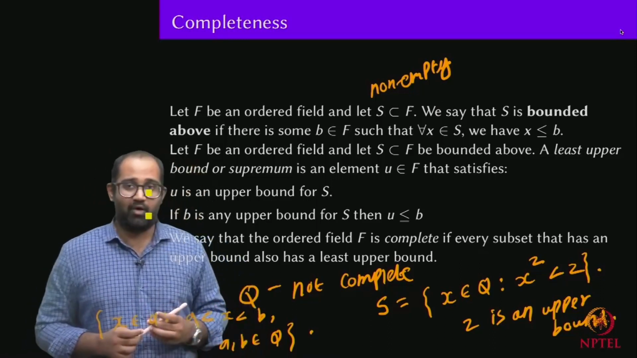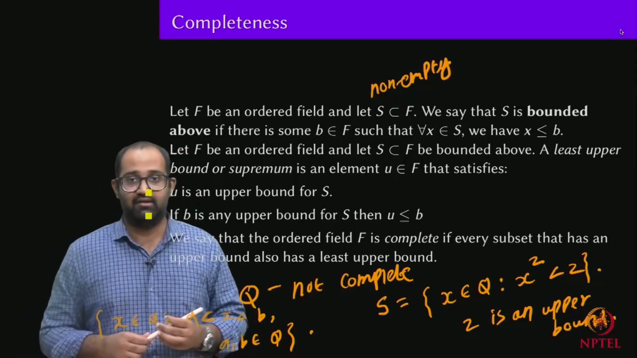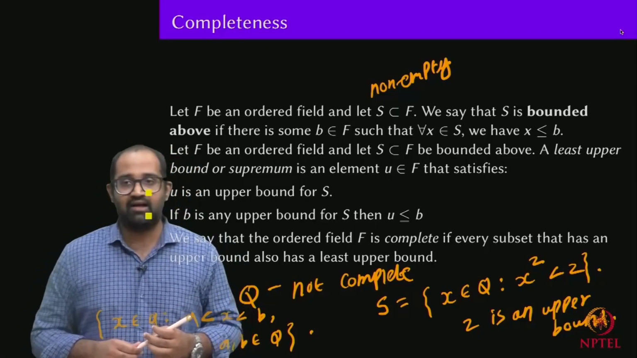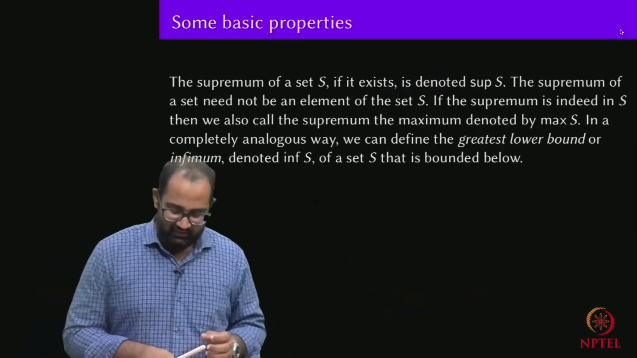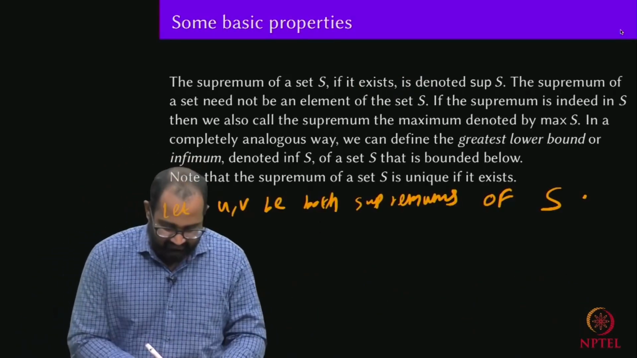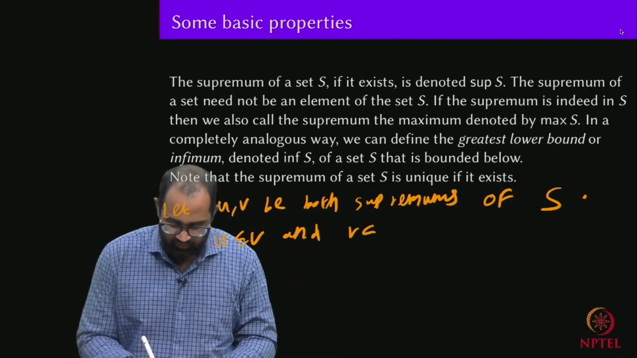And the second property says that if B is any upper bound for S, then that upper bound has to be definitely larger than or equal to u. So what this immediately gives you is that u is less than or equal to v and v is less than or equal to u.